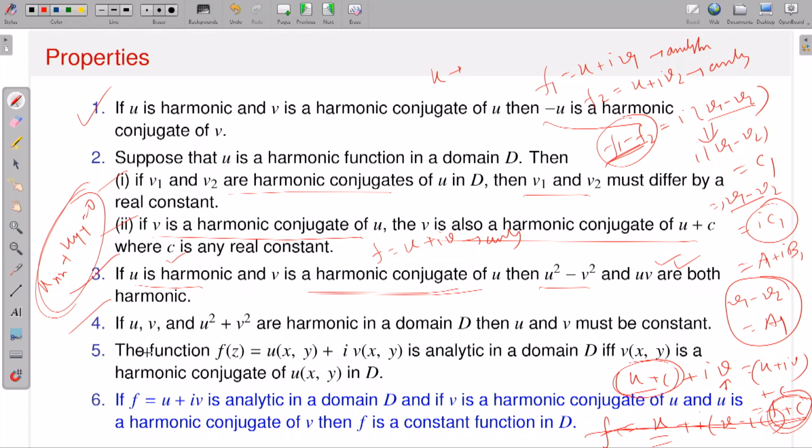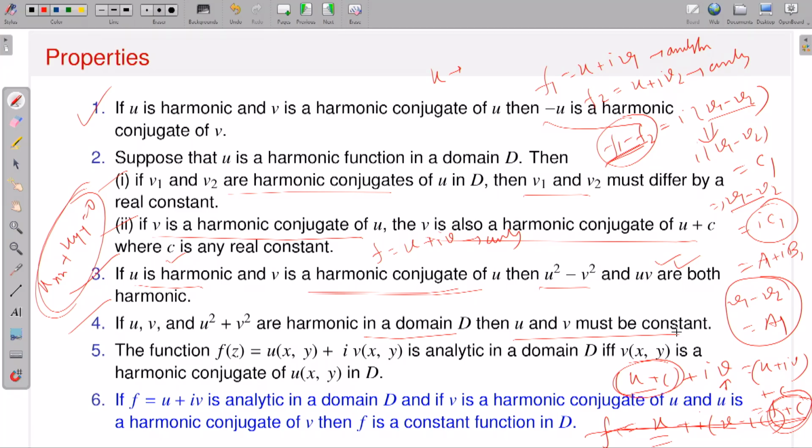Number 4 also, you just take it as an exercise and prove that if u, v and u square plus v square are harmonic functions in a domain D, then u and v must be constant. So u, v and u square plus v square are harmonic functions, given. That means each satisfies the Laplace equation, so you will have 3 Laplace equations.